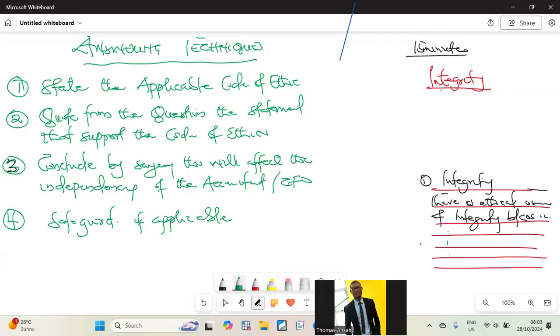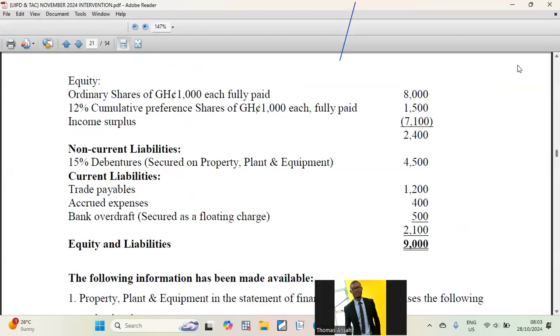So ladies and gentlemen, are we good? Yes, sir. All right. So we are now coming to apply it on the two sets of questions that we expect you may have in your exam. Those two questions are on sustainability and technology, IT, where ICAN is heading now. All right, so let's go into the questions.